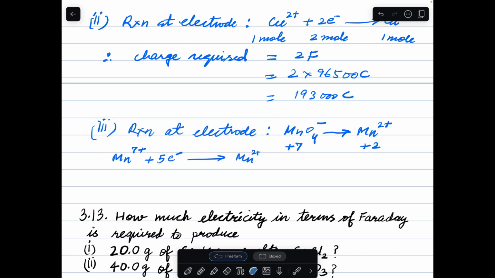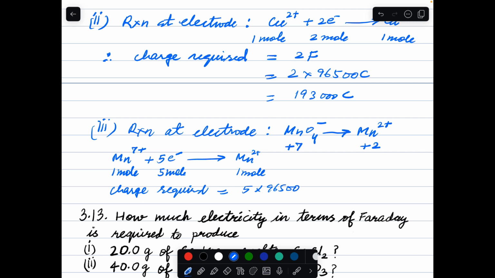Now again we will apply the idea in the same manner as we did. For 1 mole of permanganate ion, which has Mn7+ form, we will require 5 moles of electrons to convert to the required form, 1 mole of Mn2+. Therefore, the charge required for this specific conversion is 5 into 96500 coulomb, which is equal to 482500 coulombs. So this is your answer.